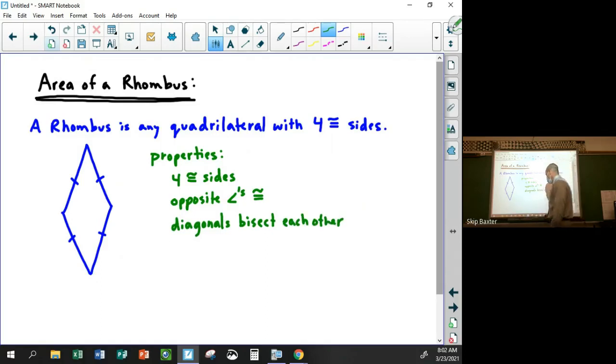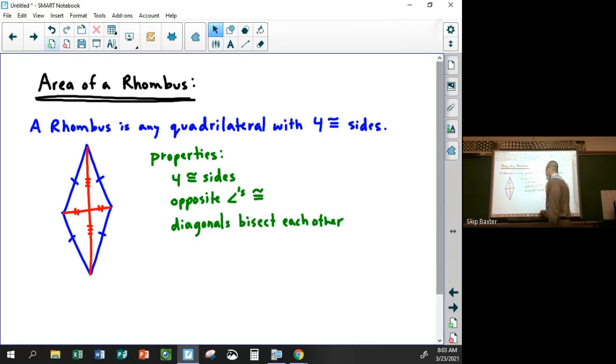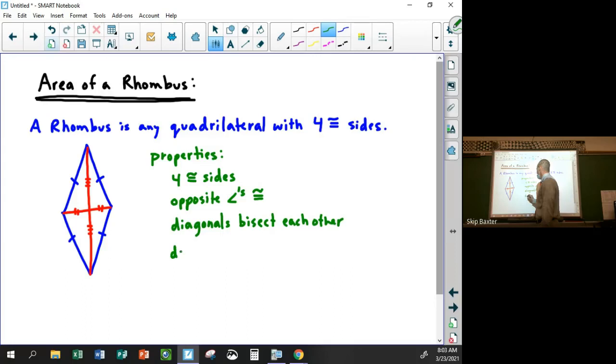So that just means that if I draw in these diagonals, they each cut the other one in half. Like this is the same length as that. This is the same length as this. They bisect each other. The point of intersection of the diagonals is the midpoint of each diagonal. Okay? And then the last thing that's really important is that the diagonals are perpendicular.